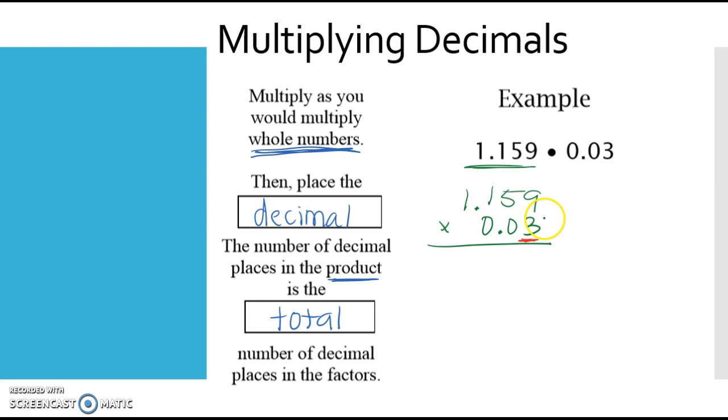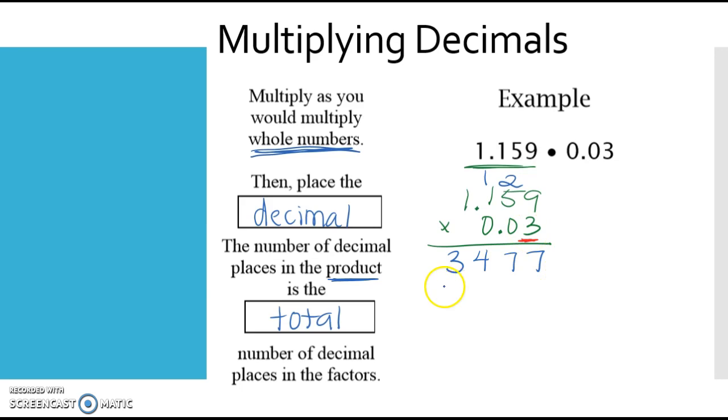So we're going to do 3 times 9, which is 27. 3 times 5 is 15, plus that extra 2 is 17. 3 times 1 is 3, plus 1 is 4. And then 3 times 1 is 3. So then if we actually had numbers here and not just those zeros, we'd add some placeholders and continue that multiplication. But for this, we're actually done.